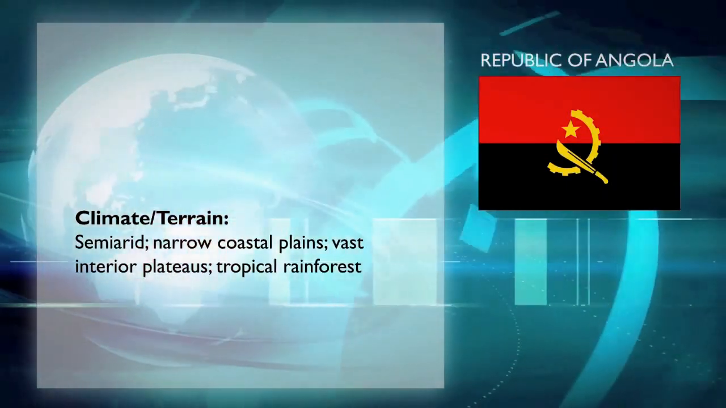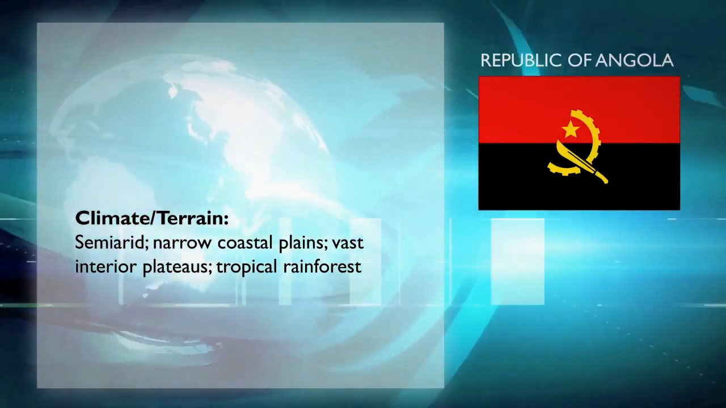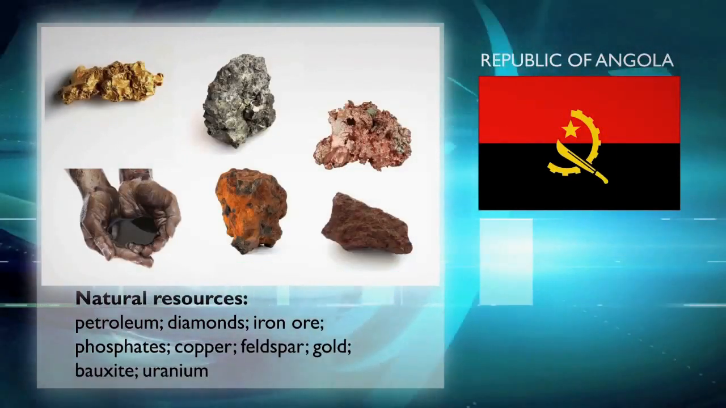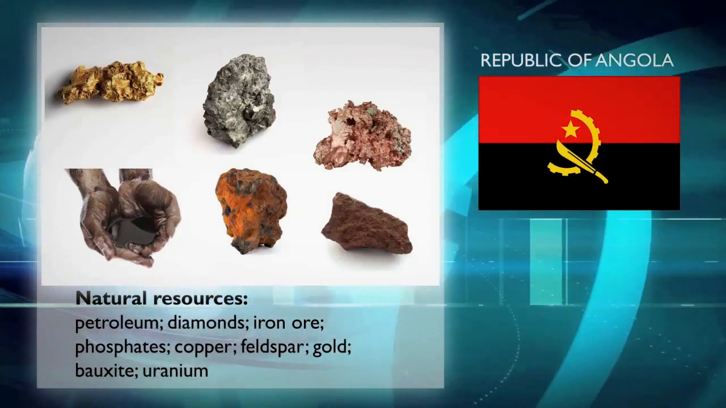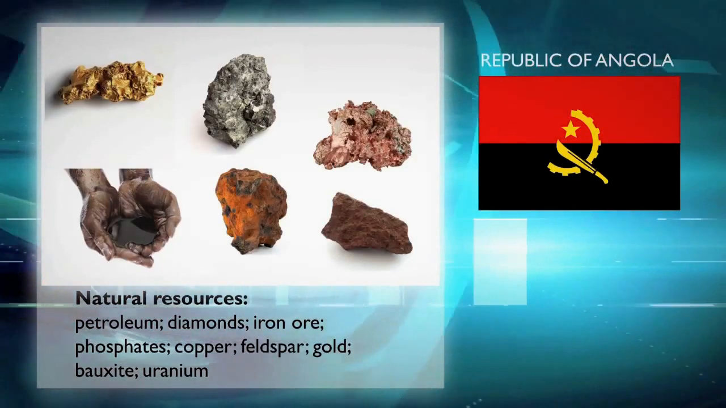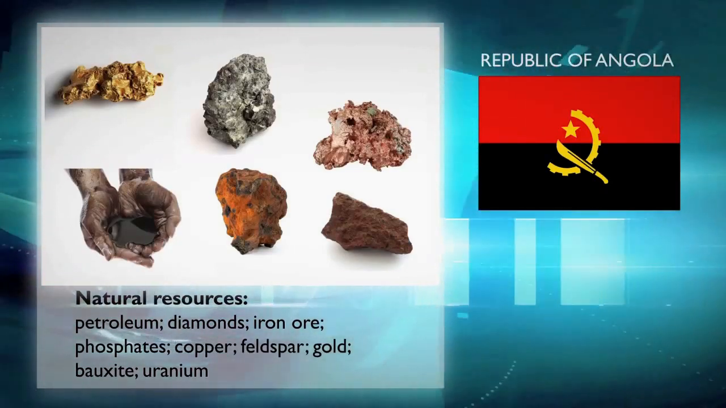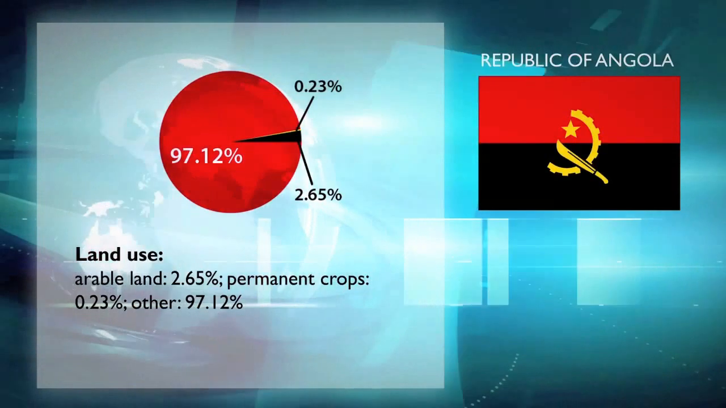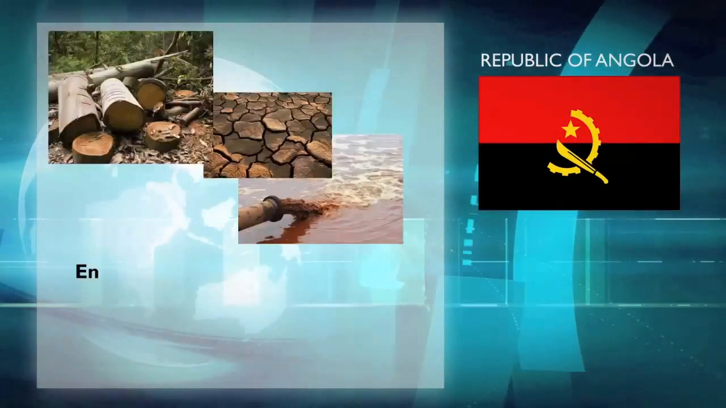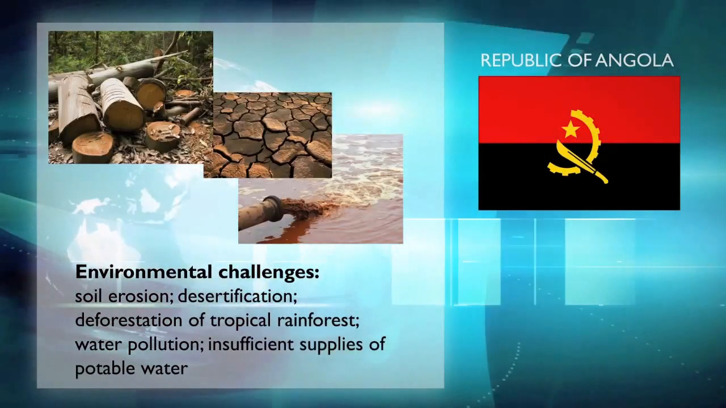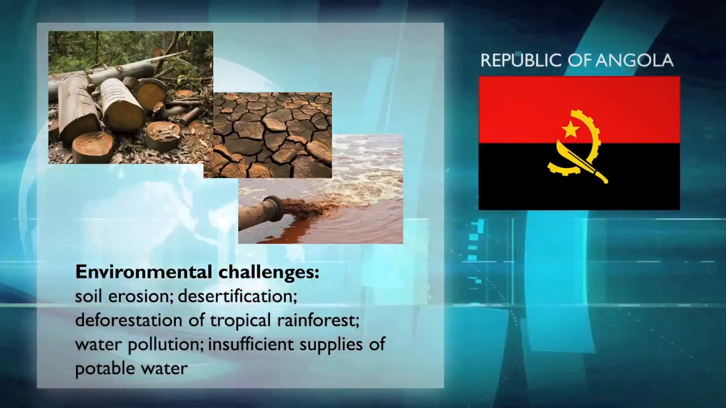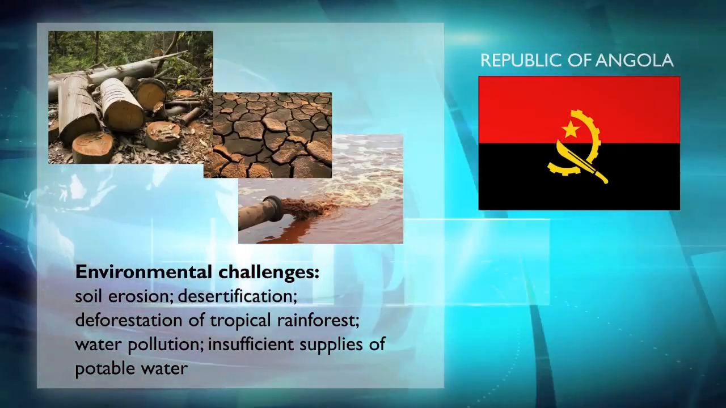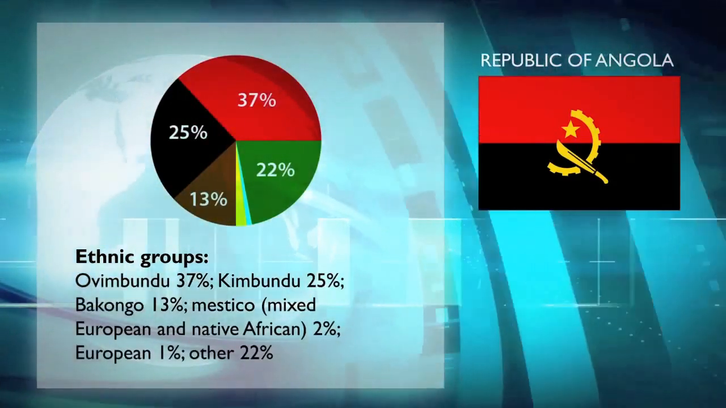The climate and terrain is mostly semi-arid. It's a narrow coastal plain area, vast interior plateaus and tropical rainforest. Natural resources are mainly petroleum, diamonds, iron ore, phosphates, copper, feldspar, gold, bauxite and uranium. A very, very mineral-rich country. Arable land is only 2.7%. Permanent crops, only 0.2%, and the rest of the area is 97%. The biggest environmental challenges of Angola are soil erosion, desertification, deforestation of tropical rainforest, water pollution, and insufficient supplies of potable water.